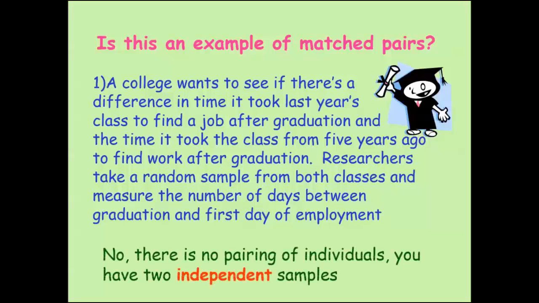And the answer is no. There is no pairing of individuals. As a matter of fact, one thing to consider is, would the two groups even be the same size? In a true matched pairs test, the before and after have to be the same size, have to have the same number of samples in both. And there's no dependence of one group on the other, so that's another issue.